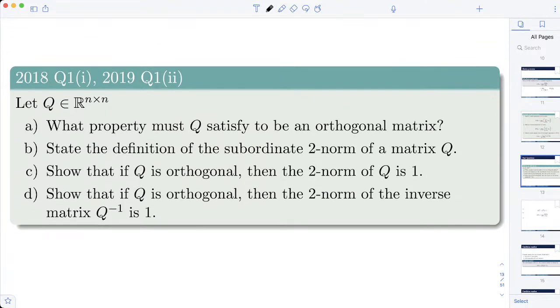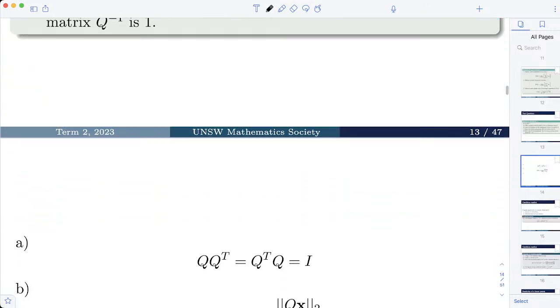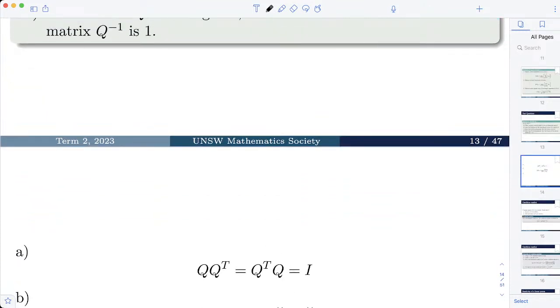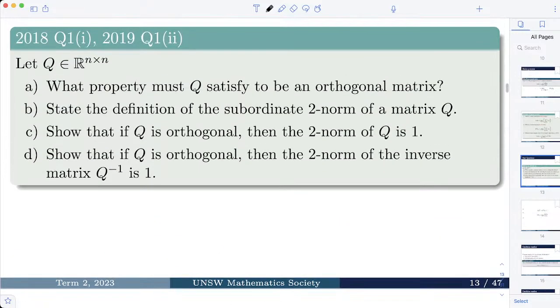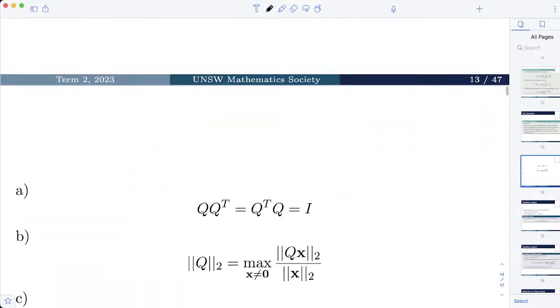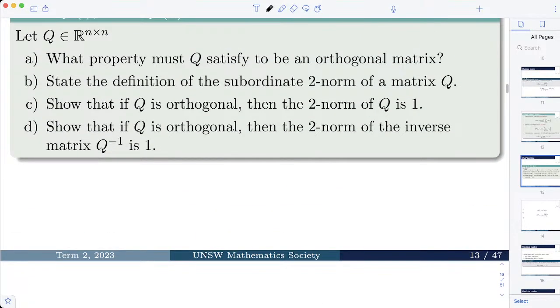Okay, so let's have a question to do with our norms and matrices. A lot of the work in this course for this earlier section is just being familiar with your linear algebra stuff. What property must Q satisfy to be an orthogonal matrix? Well, that's just Q times Q transpose is equal to the identity matrix. It's just this condition over here. State the definition of the subordinate 2 norm matrix of Q. That's just this thing over here, right? These ones might be a bit tricky, but once you know the hint behind them, it becomes really easy.